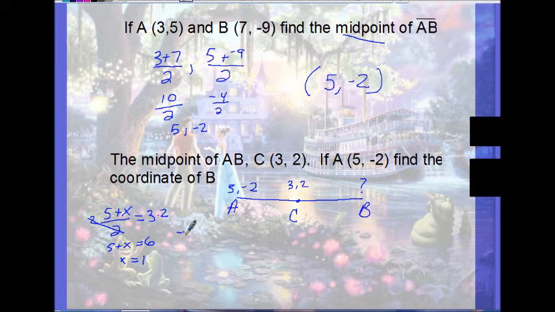Now to solve for the y. When we add up the y's of our endpoints and divide it by 2, it gives us the y of the midpoint. Again, let's get rid of that 2 on the bottom. And negative 2 plus y is equal to 4, and when I add 2 to both sides, my y is going to be equal to 6. My point B here is going to be at the point 1, comma 6.